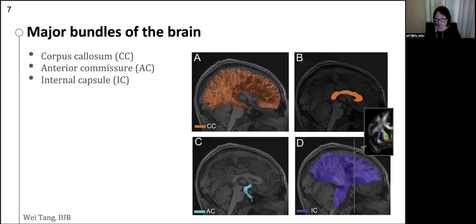Finally, let's look at panel D. It shows our old friend internal capsule. If you recall, we have encountered it in the deep brain stimulation example in part one. Unlike the corpus callosum and anterior commissure, the internal capsule does not connect across hemispheres. Instead, it carries fibers between the cortex and subcortical structures, including the thalamus, brainstem, spinal cord, and subthalamic nucleus.